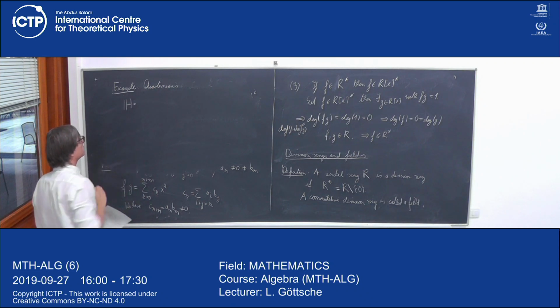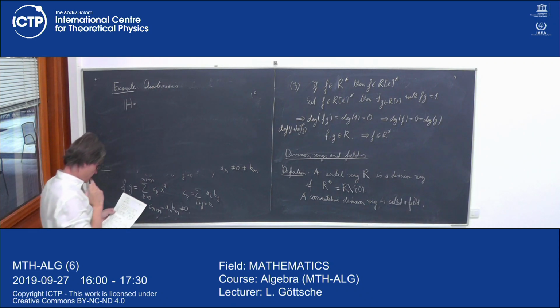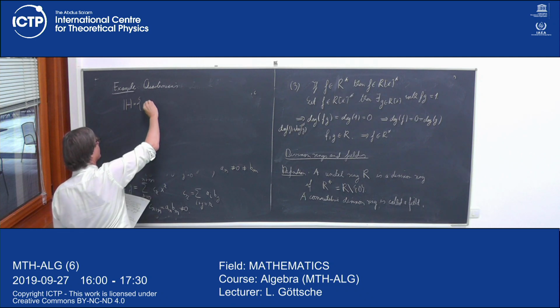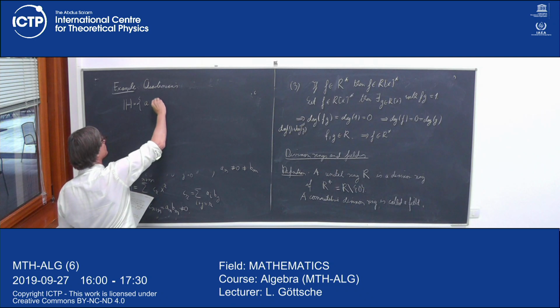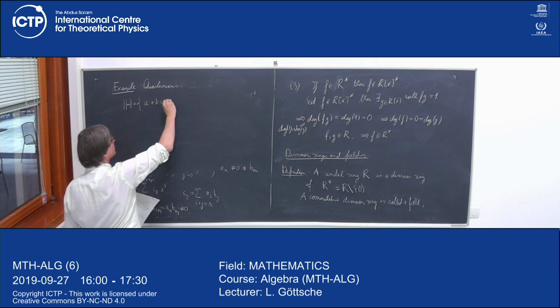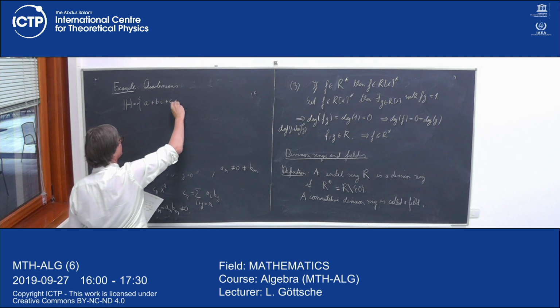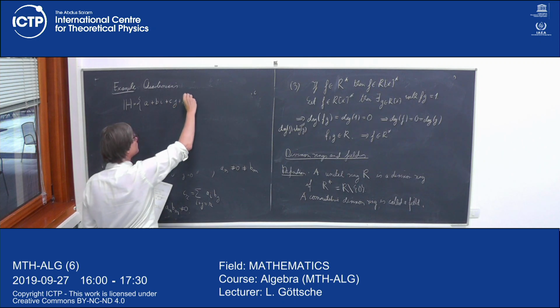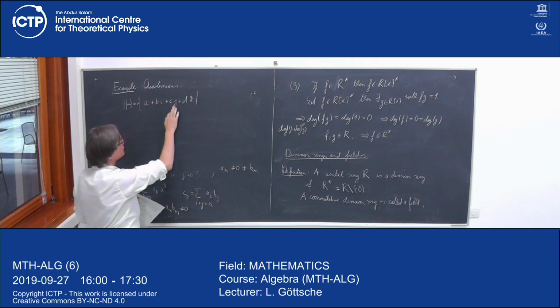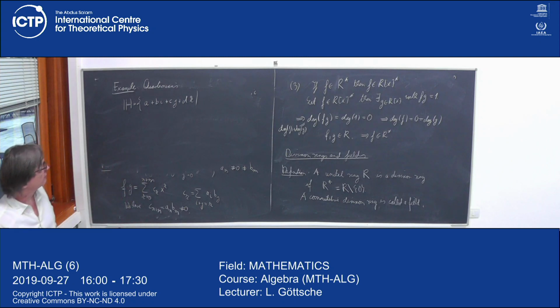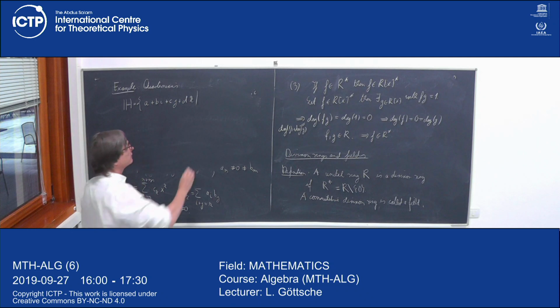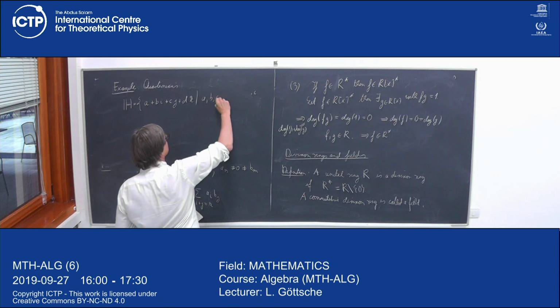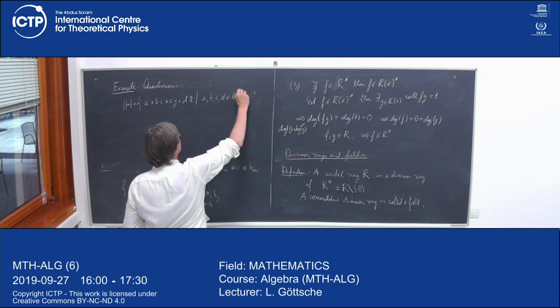H after Hamilton, who invented them. So these are somehow 4-tuples of real numbers. So we have a plus bi plus cj plus dk, where these i, j, and k are just symbols. So we have the coefficients, the variables are a, b, c, d, where a, b, c, d are in R.